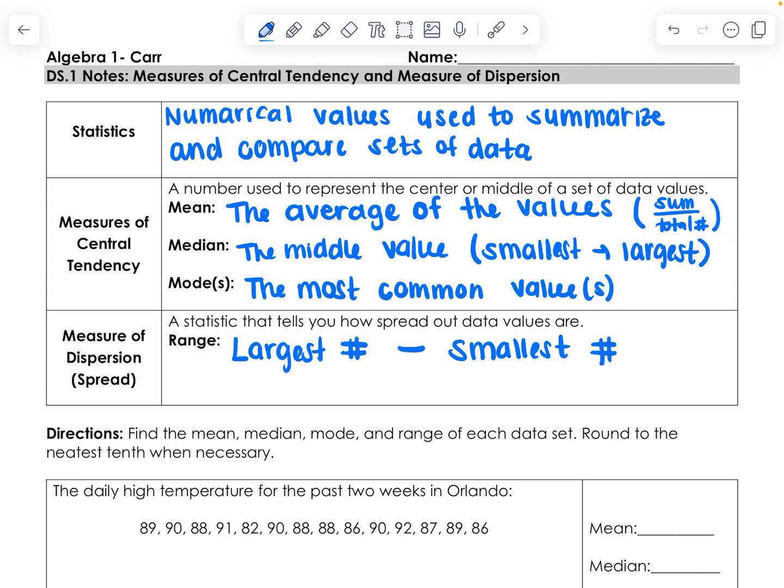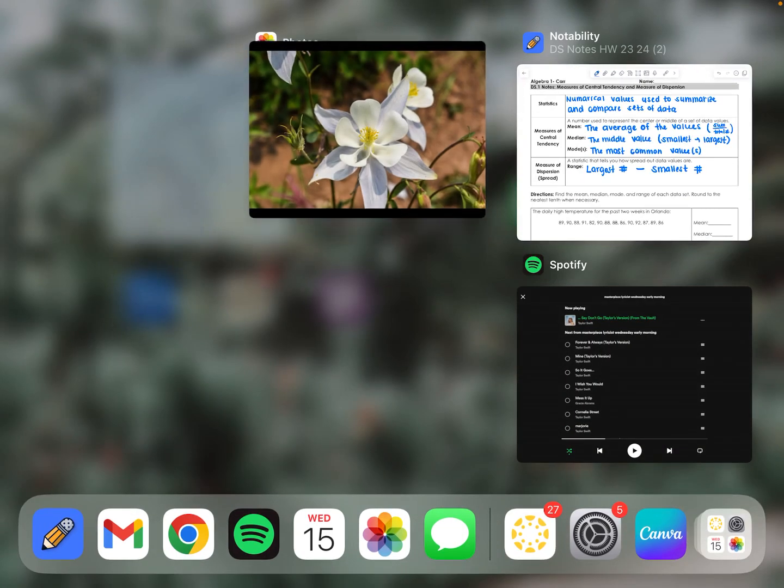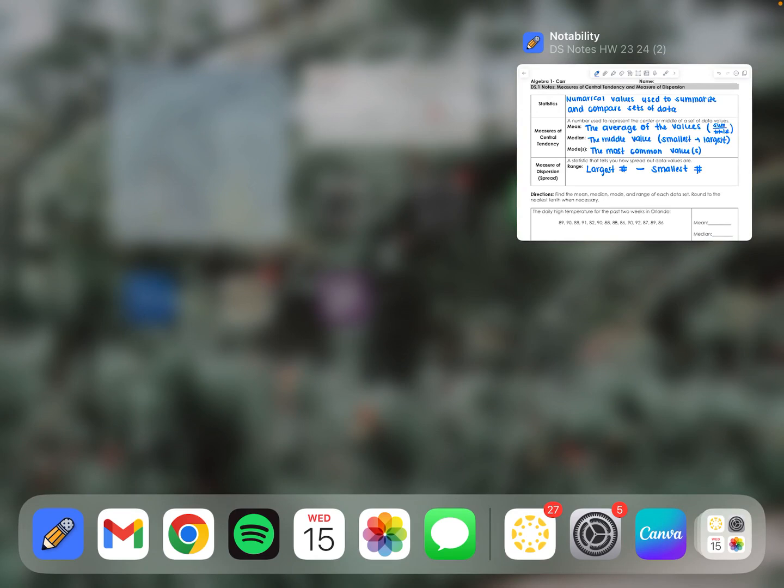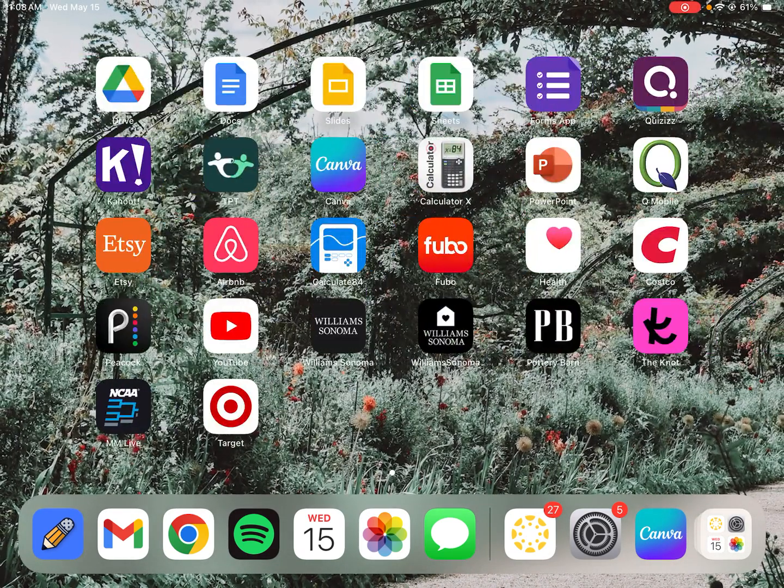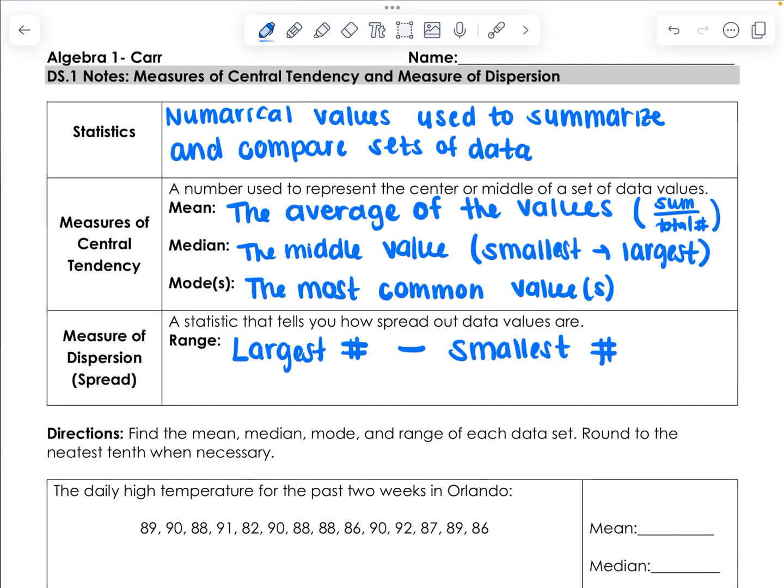I'll give you a second to write those down if you need, and then we're going to do some examples. If you do not have a calculator, you're going to want to grab one for this today. Need my calculator up. All right.